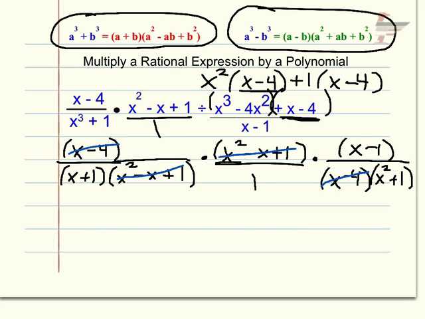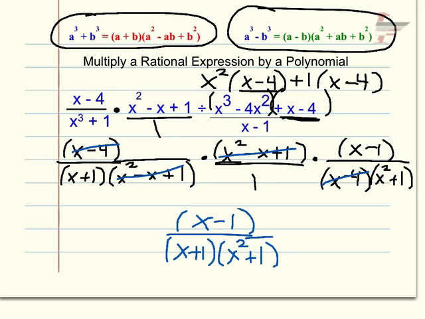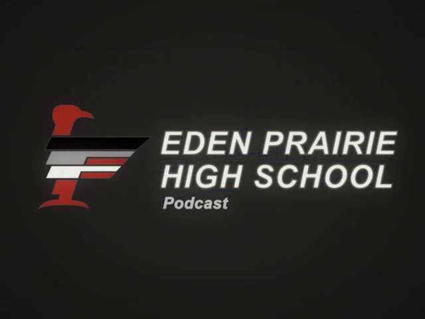So if you look across, all the way across your numerator, I have an x minus 1 left. And look all the way across your denominator, I have x plus 1 and an x squared plus 1 left. And do you have to FOIL out that denominator? No, you certainly don't. So that's good.